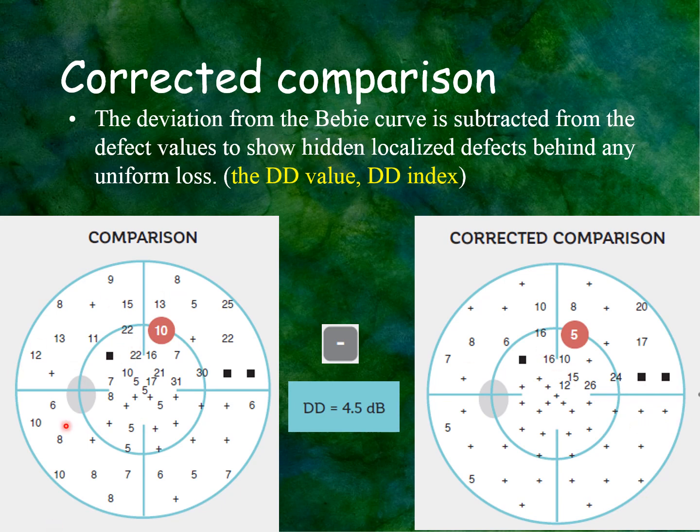As you notice here in the octopus, they usually write a number. They don't write minus 9, minus 15 like the Humphrey do. Just write the differences, and we understand that this difference means that these values are different from the normal with such a value. So the difference here is 10 before correction, but after correction it became 5, and so on.